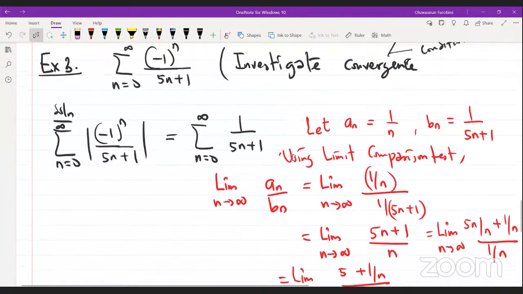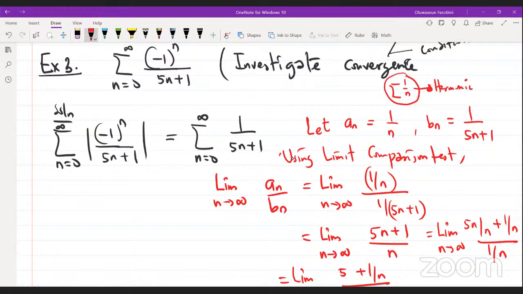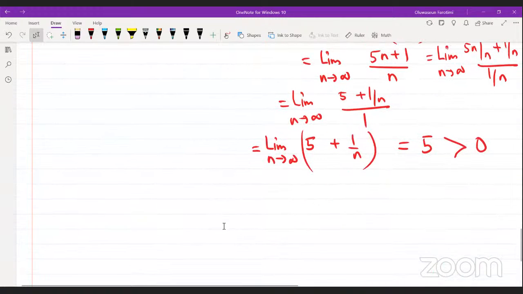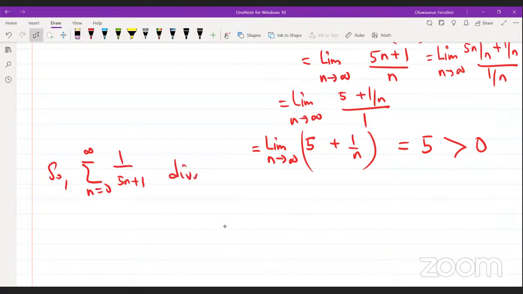What do I have to think about? I will go back to my an. Tell me about the series of an. This is harmonic. What happens with the harmonic series? It diverges. So that means the series from n equals 0 to infinity of 1 over 5n plus 1 diverges by the limit comparison test. Interesting, guys.